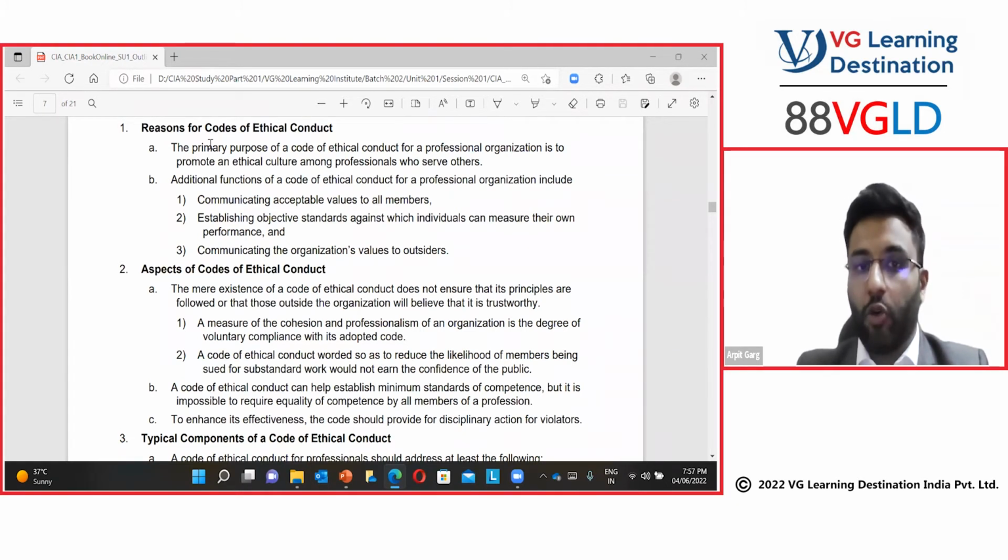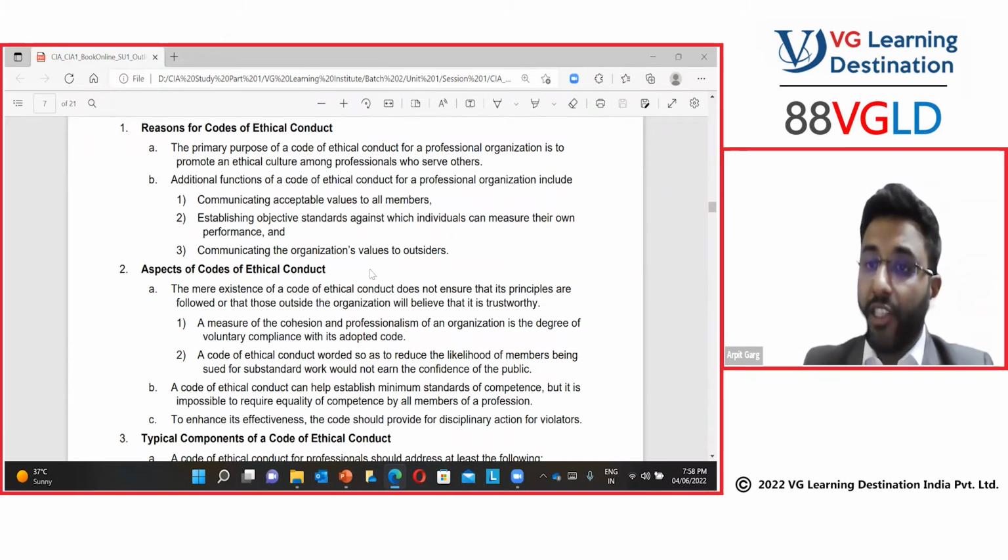The primary purpose of a code of ethical conduct for a professional organization is to promote an ethical culture among professionals who serve others. Additional functions include communicating acceptable values to all members, establishing objective standards against which individuals can measure their own performance, and communicating the organization's values to outsiders. If we have the code of ethical conduct in place, we can share it with outsiders to show that we follow it, so that principally they also follow it. So it communicates the organization's values to outsiders.